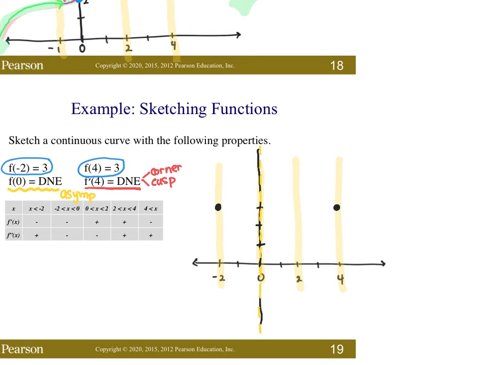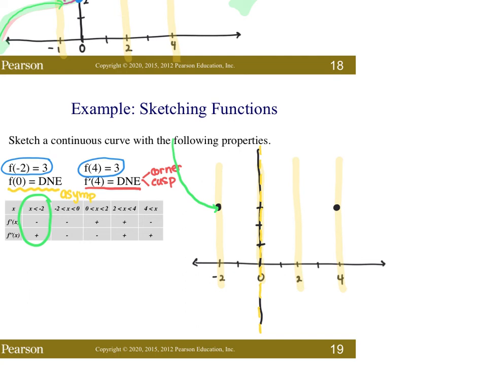So let's look at this first interval. As I approach -2, I need to have negative slope with positive concavity. So I'm not going to come up towards that point this way because that has positive slope. I need to make sure that I'm coming towards that point with negative slope and still have positive concavity. So I think I'm going to come down towards that point like this. Okay, negative slope, positive concavity.